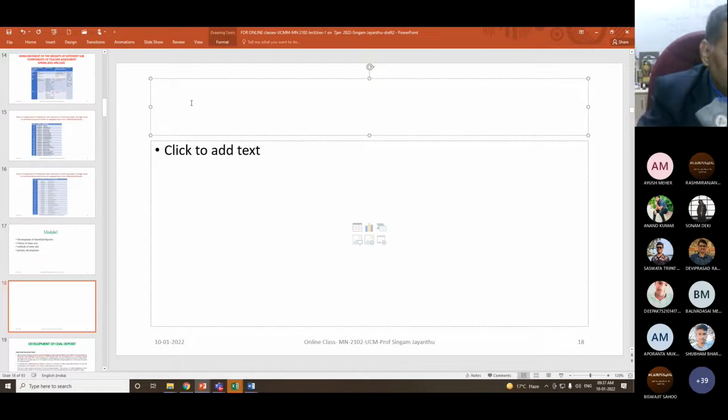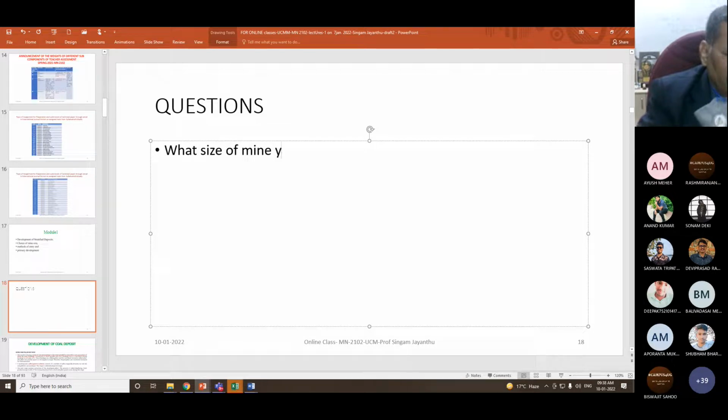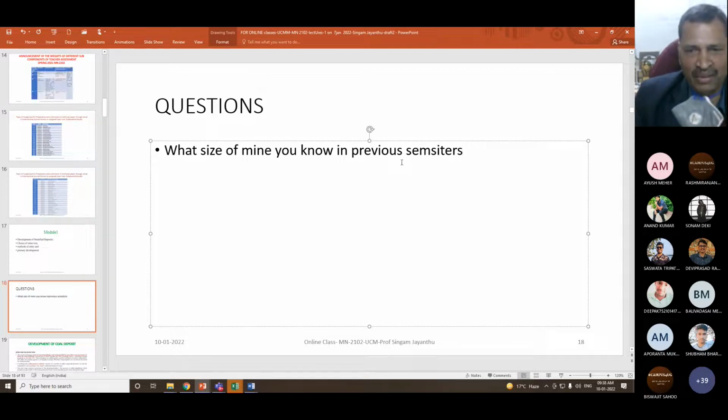Yes, you are telling something about the size of the mine. What size of mine do you know from previous semesters? Because already you learned something in the previous semesters about mining. What is the size of the mine?